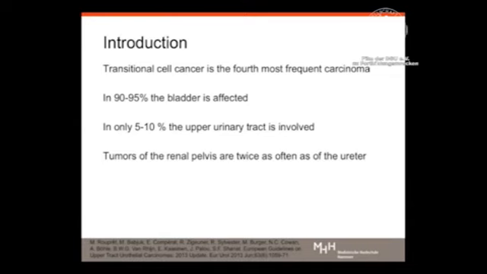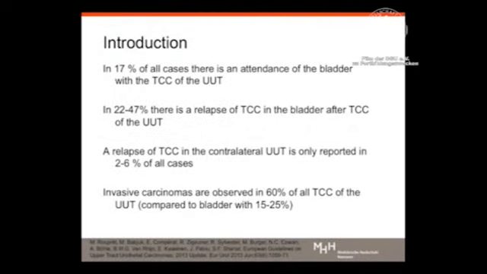In 90 to 95% the bladder is affected. In only 5 to 10% the upper urinary tract is involved. Tumors of the renal pelvis are twice as frequent as those of the ureter. In 17% there is involvement of the bladder along with the TCC of the upper urinary tract.